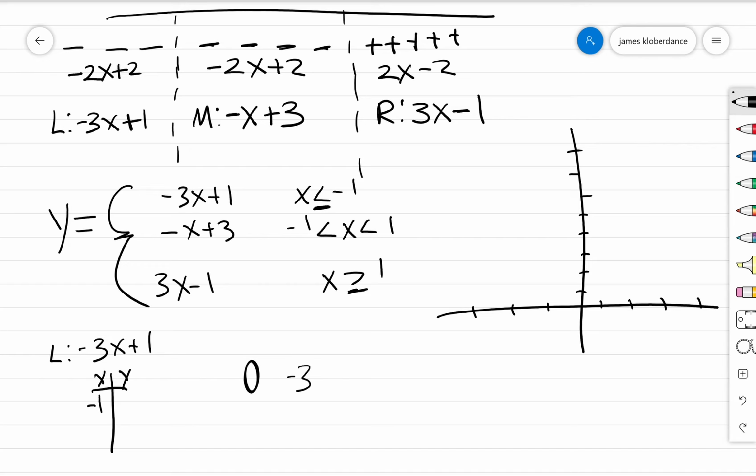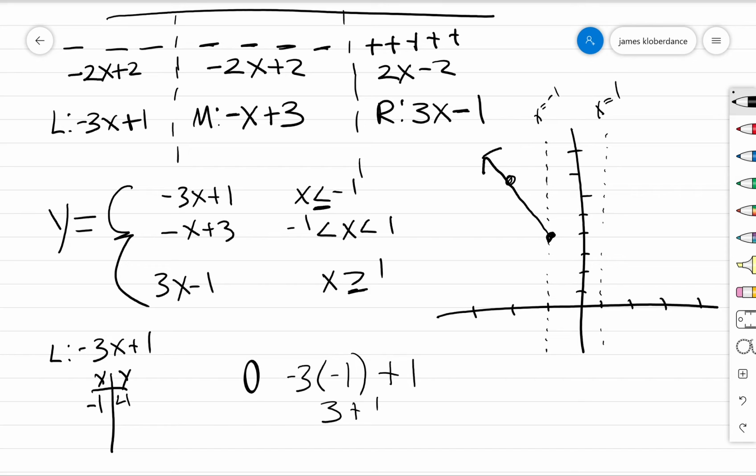So I have -3 times -1 plus 1. So -3 times -1 is 3. 3 plus 1 is 4. So when x is -1, I get 4: 1, 2, 3, 4. So it's about right there. Oh, by the way, my boundaries are x equals -1 and x equals 1. Those are my boundaries. Now to get my other point, I know my slope is -3, so I can go up 3, 1, 2, 3, and over 1. So something like this. So it's that.